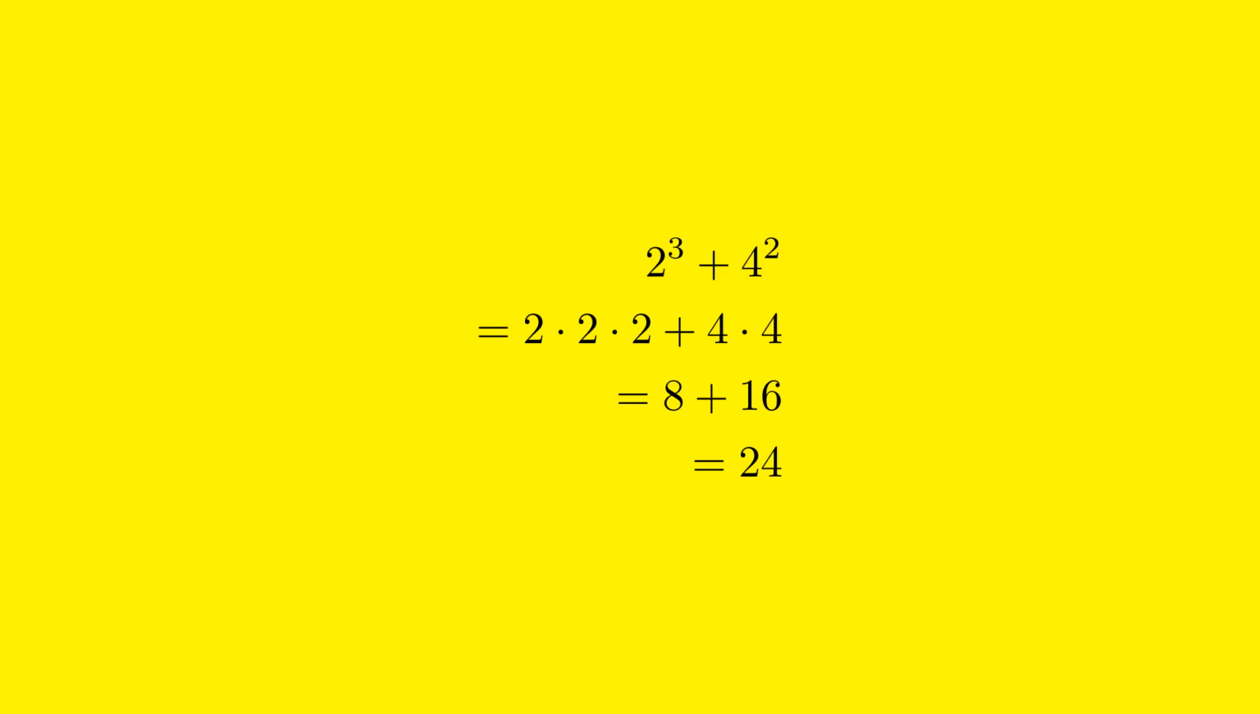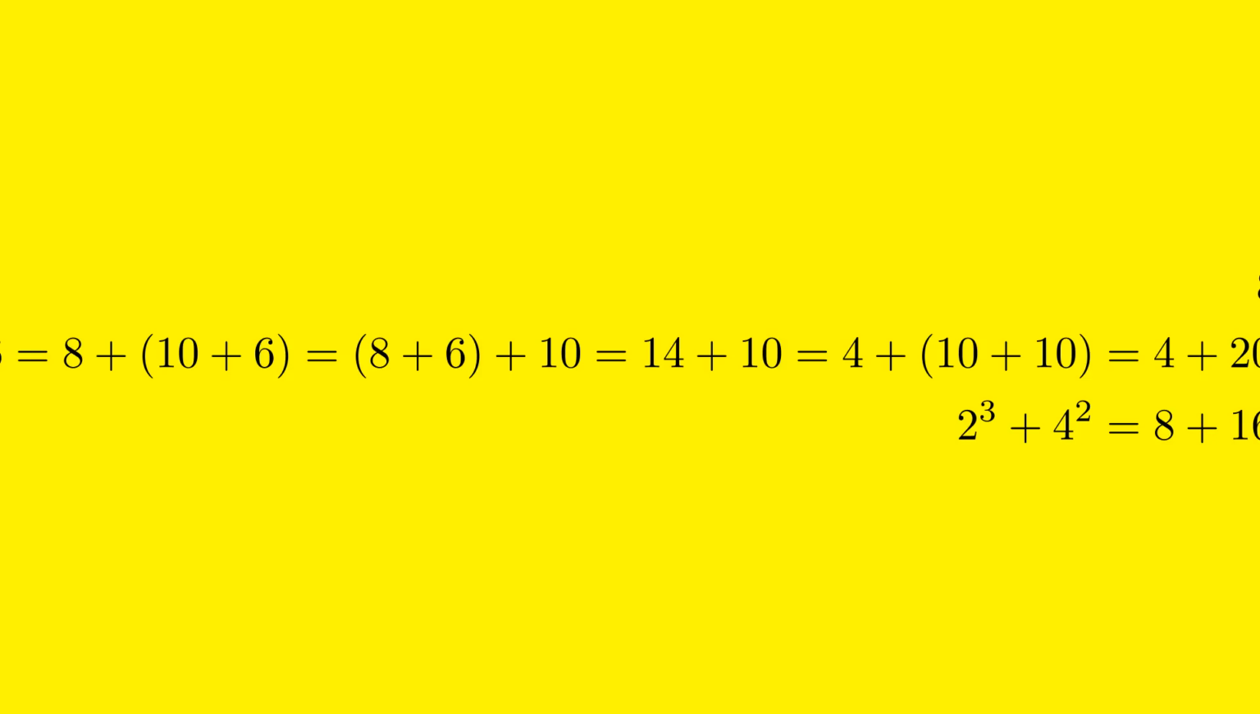Now our original expression, 2 raised to the power of 3 plus 4 raised to the power of 2, can be rewritten as 8 plus 16. So after evaluating each exponent separately, the expression is now 8 plus 16. This concludes step 1.